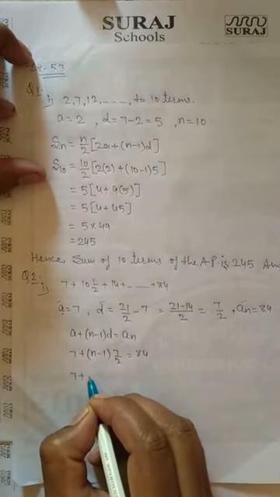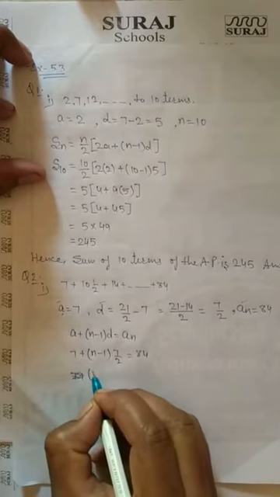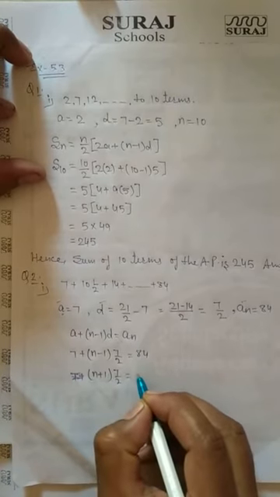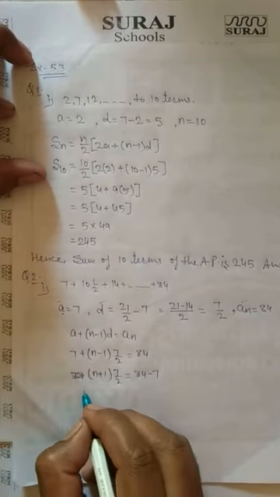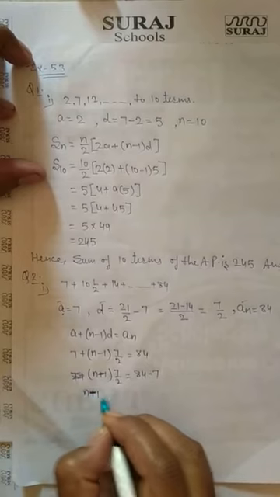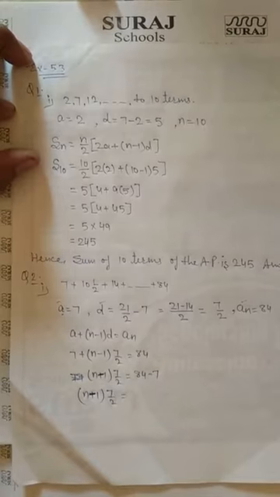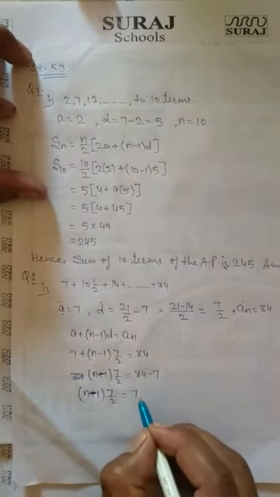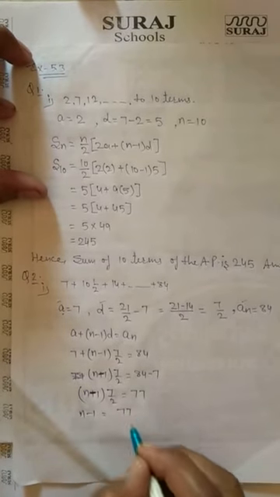7 plus, beta, we transpose the 7. So here is the n minus 1 into 7/2 is equal to 84 minus 7. We subtract, beta. On subtracting, what is left here? 84 minus 7, so that is 77, and n minus 1 into 7/2 is equal to 77.